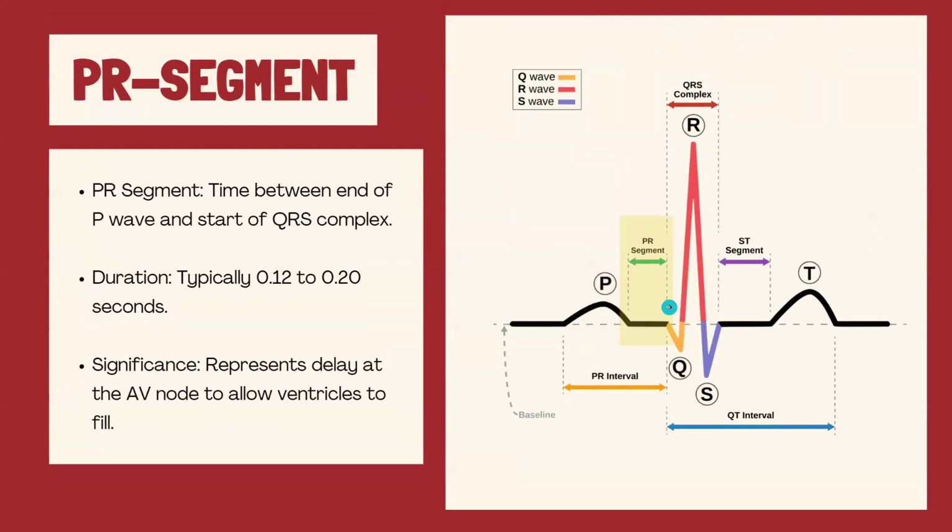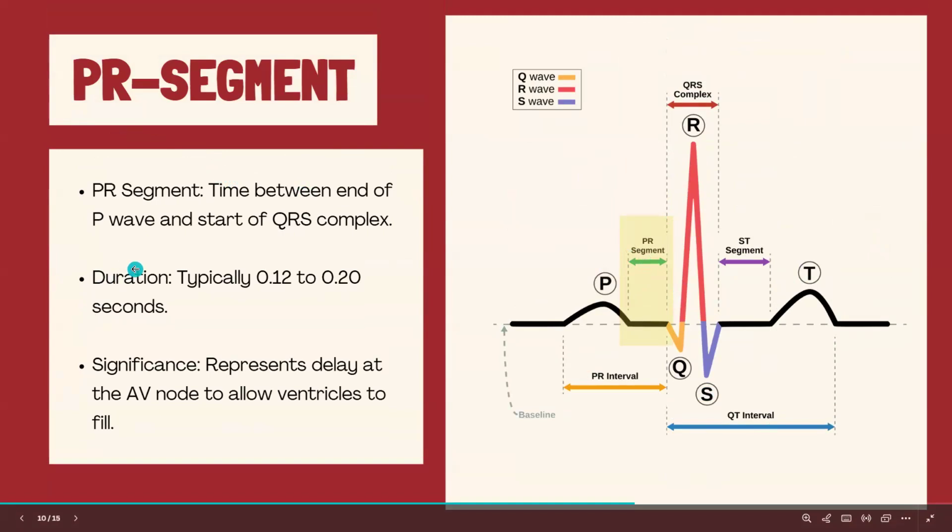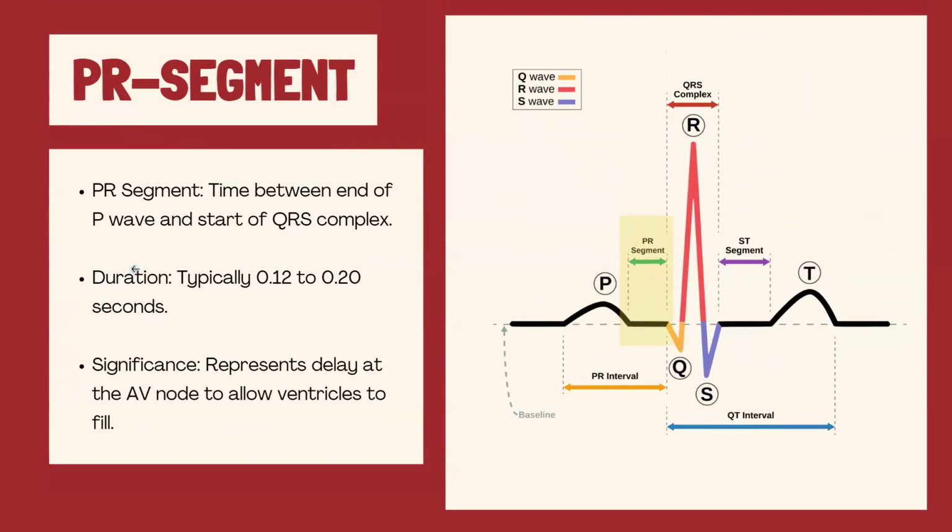And then we have the PR segment, which is just in between the P and the R. The PR segment is the time between the P wave and the start of the QRS complex, as we call it. The duration is typically about 0.12 to 0.2 seconds. The significance is that it represents the delay at the AV node, and it allows the ventricles to fill, right? So this segment over here represents, remember, that delay from the SA node at the AV node.